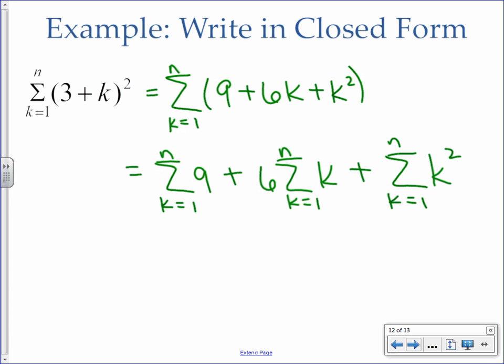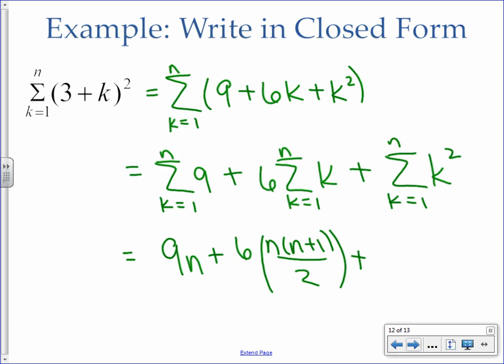Okay? So let's think about this. If I'm taking the sum from 1 to n of 9, we're doing what? 9 plus 9 plus 9, n times. Excellent. So that's 9n. This is 6 times our k shortcut, what is it? Plus our k squared shortcut.